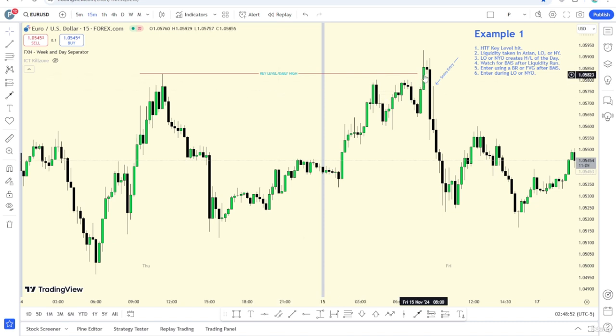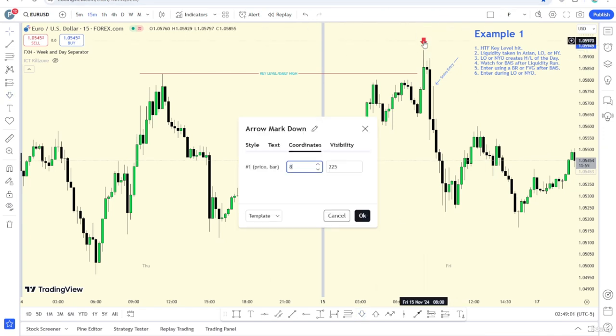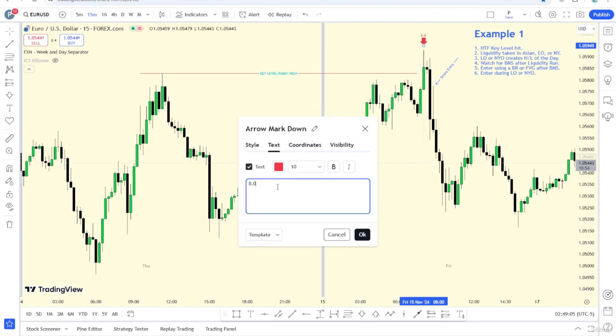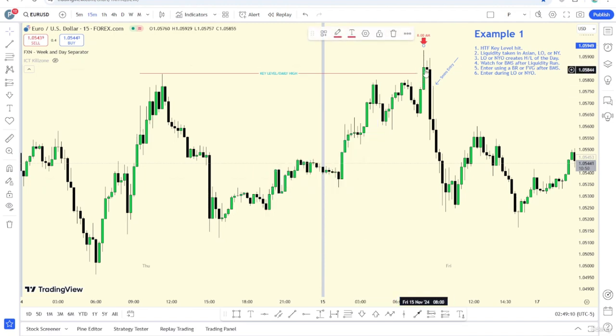So when the market comes and takes out that daily high at 8 a.m., you can see this was at 8 a.m. New York session. So this is the beginning of New York session. We see that the market comes and runs that. That's why I've always thought that the time is very critical, because you can see the specific time that the market comes to take out that liquidity or that high or hit that key level is during the New York session, which is 8 a.m.